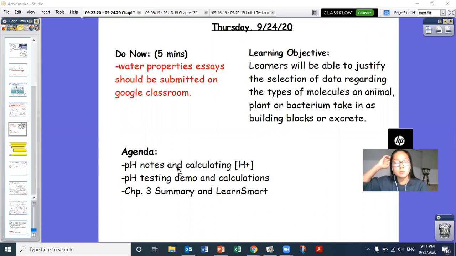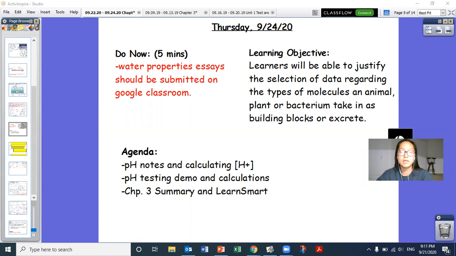Since we're finishing up chapter 2, after this, I'm going to ask y'all to start on your chapter 3 summary and Learn Smart of the textbook, which means that you've got to use your McGraw-Hill site. And that is going to be due the following Wednesday. Okay, so Wednesday of next week.